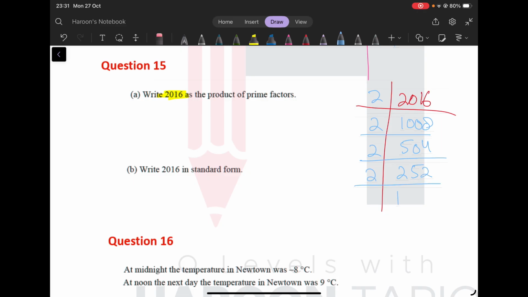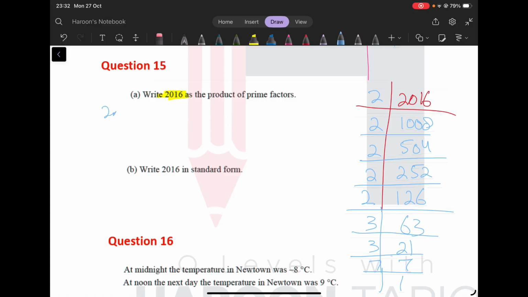So this becomes 126. Once again 2. This becomes 63. Now this is not an even number, so I can take 3 now. This becomes 21. Now again I can take 3. This becomes 7. Now I can take 7. This becomes 1.